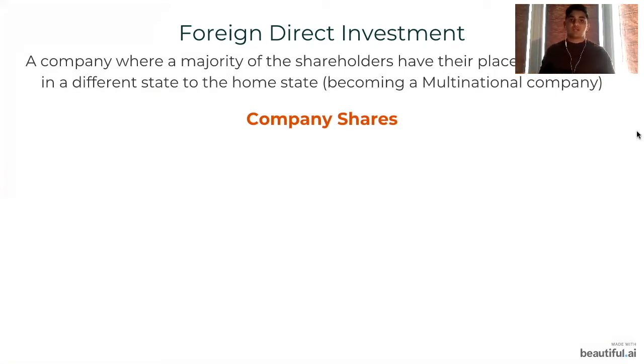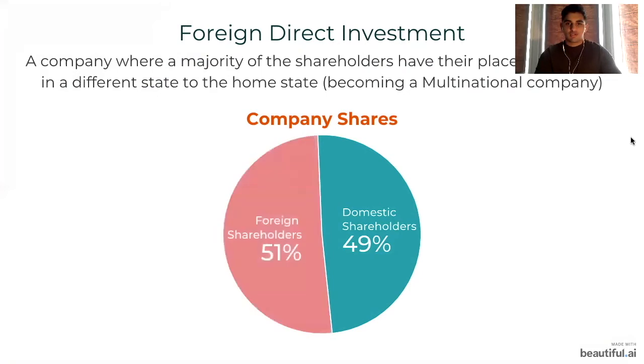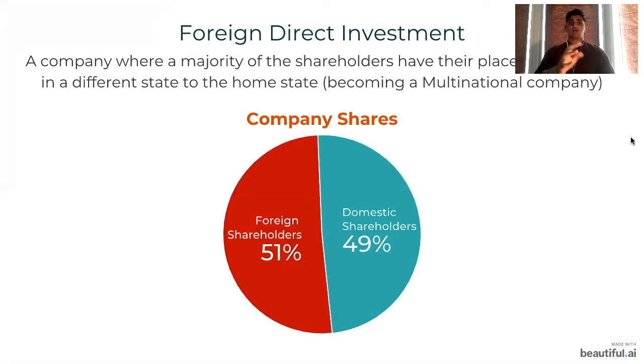As soon as he has invested in Thailand and moved his operations to Thailand and created a new company in Thailand, he's now a foreign shareholder in a foreign country. And so the company would then be classed as a multinational company, having made use of FDI. This is just an example of an FDI company. The domestic shareholders might have a 49% share, whereas the foreign shareholders will have a 51% share. This is in Thailand, for example, and that company would have made use of FDI.